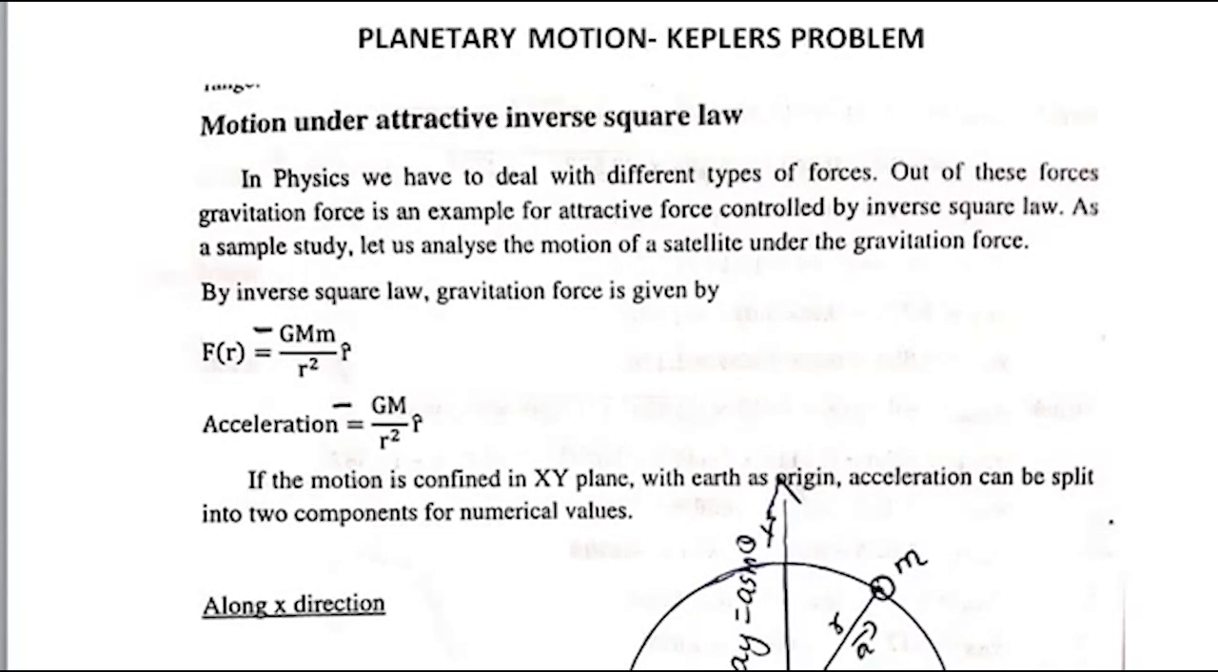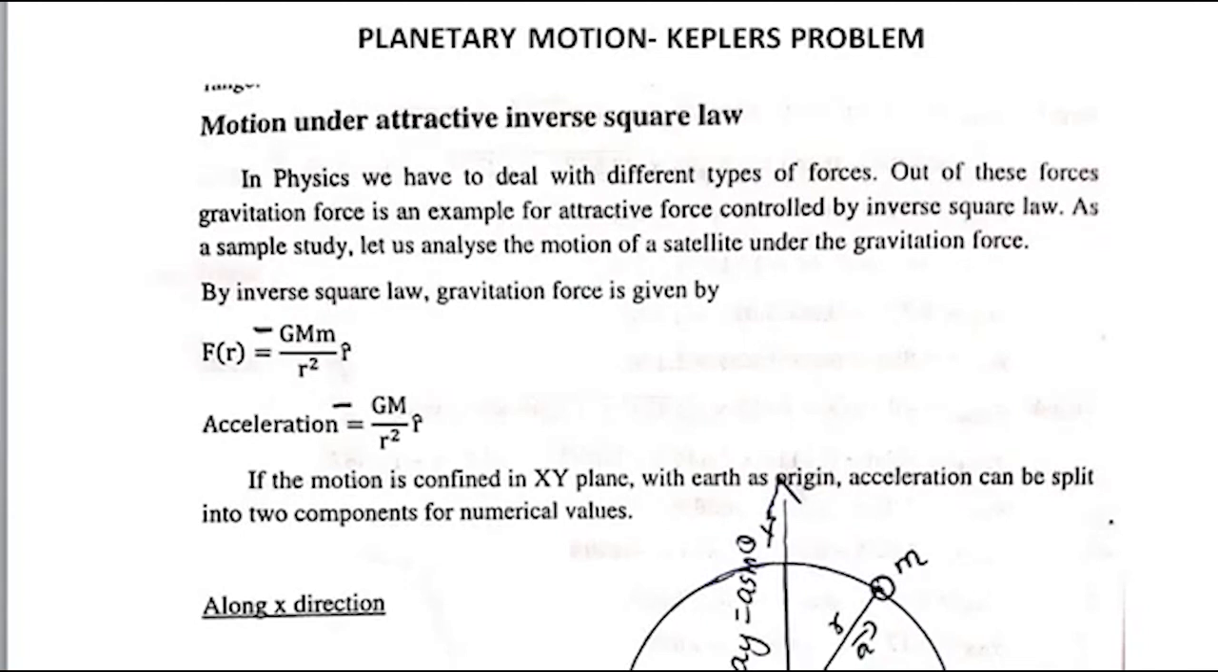The first law states that every planet revolves around the sun in an elliptical orbit with the sun as one of its foci. And what is the second law? Yes, it deals with the areal velocity, constant areal velocity. The radius vector drawn from the planet to the sun sweeps equal area in equal intervals of time. Or you can say that areal velocity is a constant, that is dA by dt is a constant.